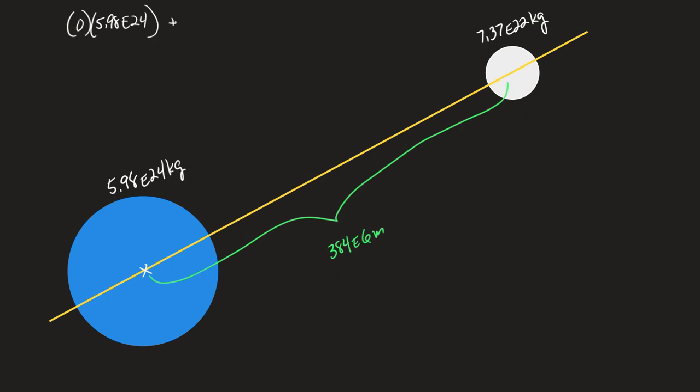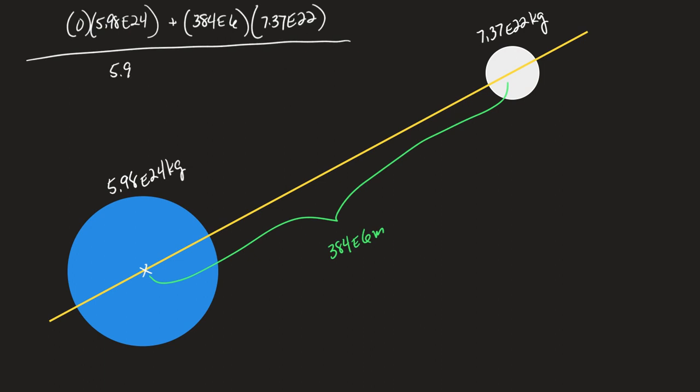And let's do the next point. Distance away from the reference point is 384 times 10 to the 6th. And the mass at that point, 7.37 times 10 to the 22nd. There's only 2 objects. It's x times m for each object. Then I have to divide by the total mass of the system. 5.98 times 10 to the 24th plus 7.37 times 10 to the 22nd.